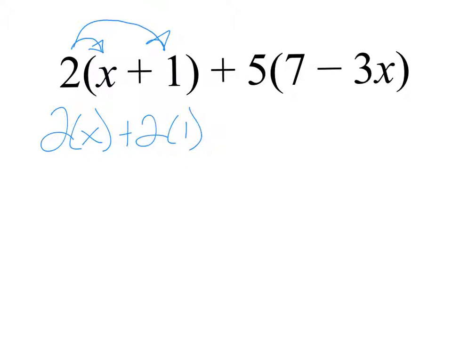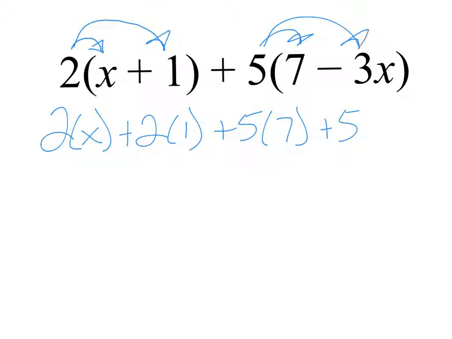So now we move on. We have a 5 that we have to distribute. So we do 5 times 7 plus 5, which gets distributed to the negative 3x. Okay. So we're done distributing. We've sent everything that was out front inside the parentheses and multiplied. So now let's actually simplify our multiplication. 2 times x, well, that's just 2x. 2 times 1 is 2.